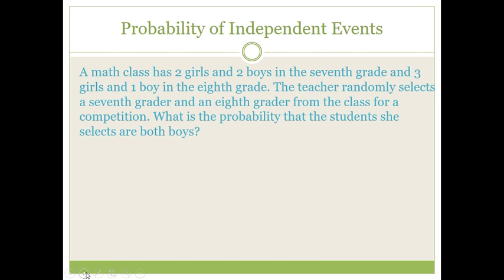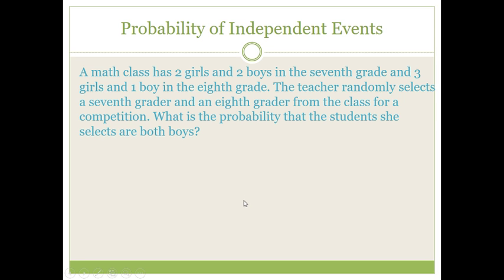Remember, when I solve these problems, the first thing I try to do is figure out the total number of outcomes. So how many students are we picking from? That's what you need to decide first. All right, so let's count them up. Well, we have 2 girls here and 2 boys, so there's 4. And then in the other grade we have 3 and 1, so we have 4 plus 3 plus 1, for a total of 8 students. So between the 7th and the 8th grade, according to this problem, there's only 8 students in this class.